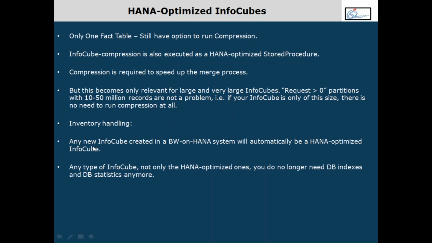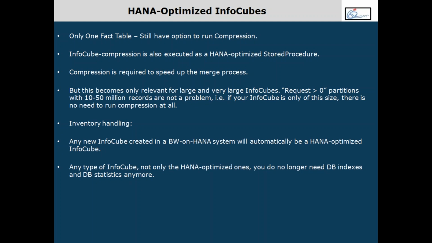Now for optimized cubes, you no longer work with DB indexes and statistics. In a normal cube, you do all kinds of building and dropping of indexes and DB statistics, right? In the case of an optimized cube, these are no longer required. No more DB indexes, no more DB statistics, nothing is required.